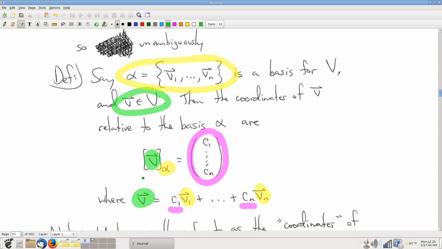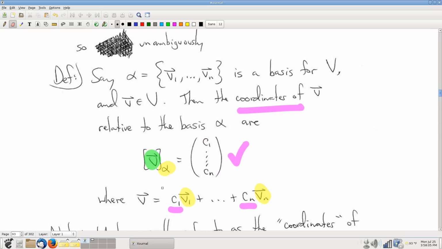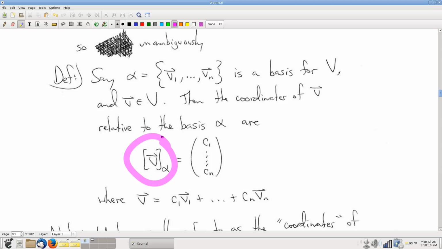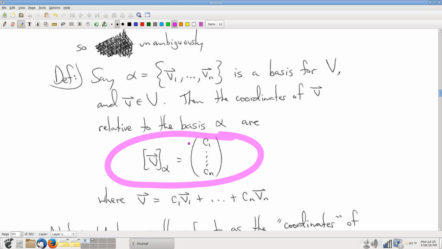Okay, and by the theorem on the previous page, there is exactly one way to do this. There's exactly only one way to write V as a linear combination of the basis vectors, and those are the coordinates of the vector. All right, so another way to say this is we have this notation. The square brackets say coordinates, the subscript says with respect to which basis, and this is just another way of saying that.